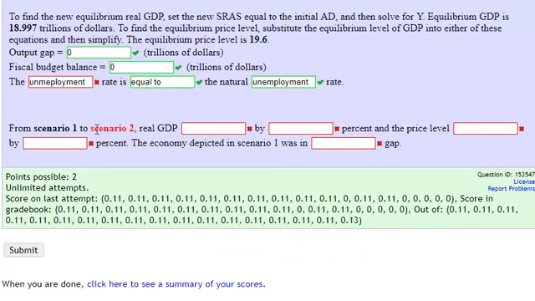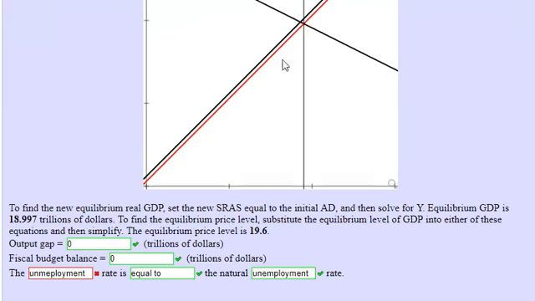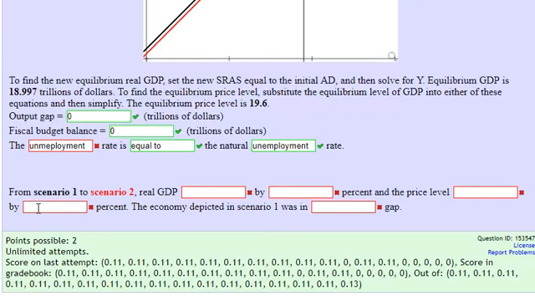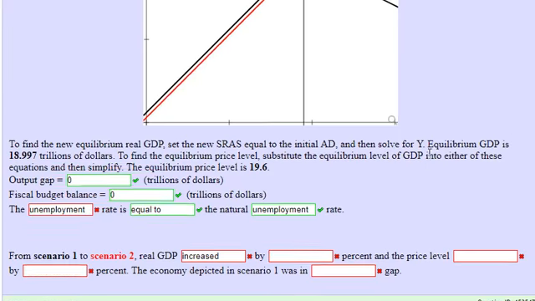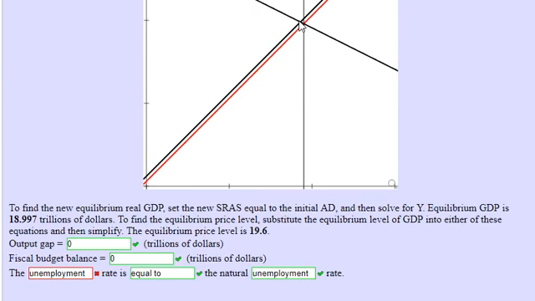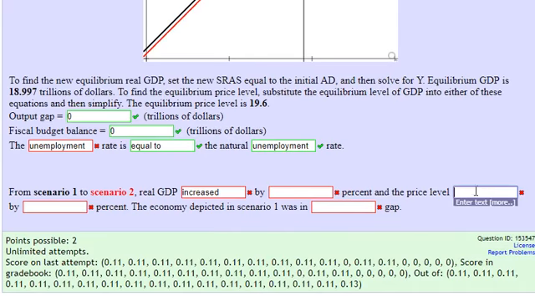Okay. From scenario 1 to scenario 2, what did real GDP do? Real GDP goes from a low level to a high level. So real GDP increased. Oh, and by the way, I misspelled that. Unemployment, right? So real GDP increased by blank percent, right? The price level, what did the price level do? The price level falls along the aggregate demand curve from a high level to a low level, right? So the price level decreased, right? Now we got to figure out by what percentages, right?